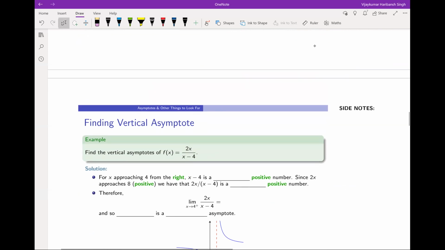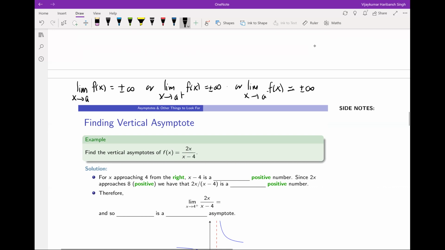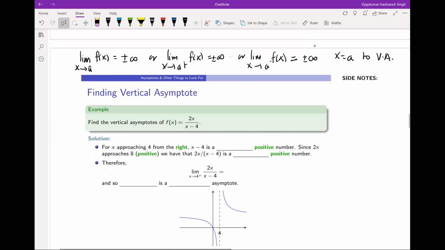So find the vertical line which is the asymptote for f of x equals 2x upon x minus 4, or find the vertical asymptote for this function. So notice the following. What we need is the limit as x goes to a of f of x is plus or minus infinity, or the limit as x goes to a plus of f of x is either plus infinity or minus infinity, or the limit as x goes to a minus of f of x equals plus or minus infinity. So we need this for the line x equals a to be a vertical asymptote.